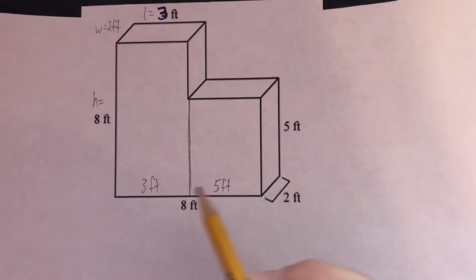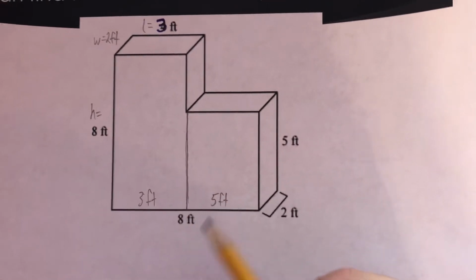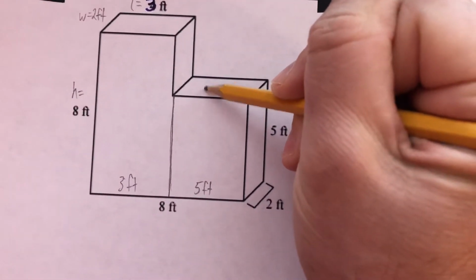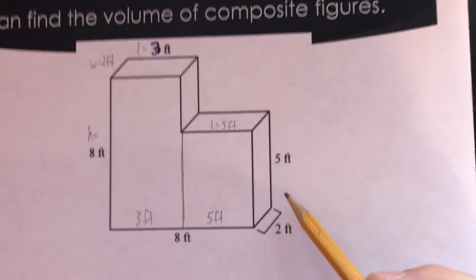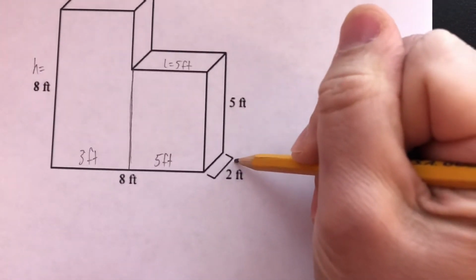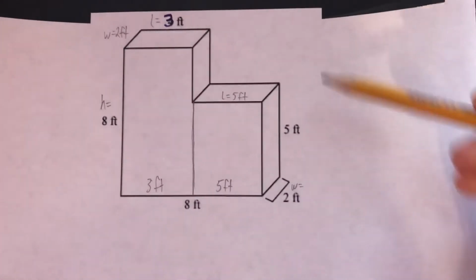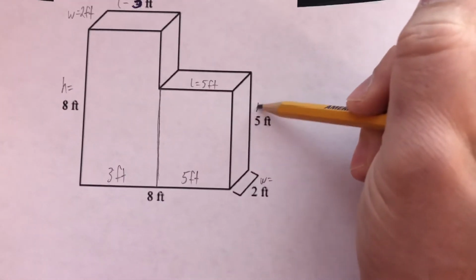Okay, because 3 plus 5 equals 8, or 8 minus 3 gives you the 5 feet. So length across, I'm just gonna label the edge, equals 5 feet. And we do have other dimensions because front to back, there we go. Width. And then top down, there's our height.